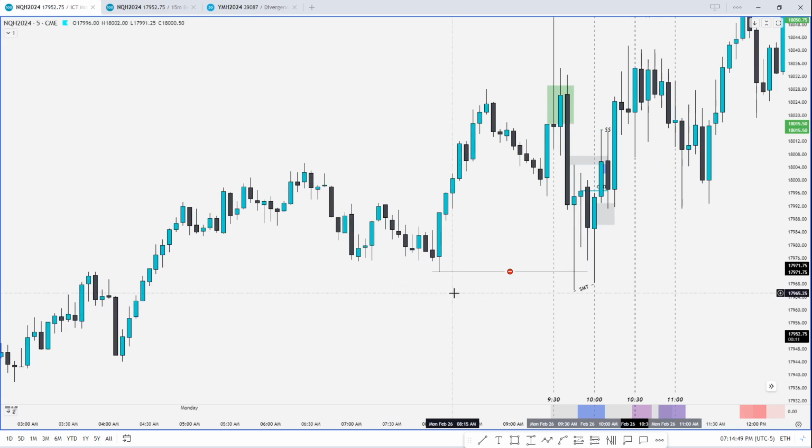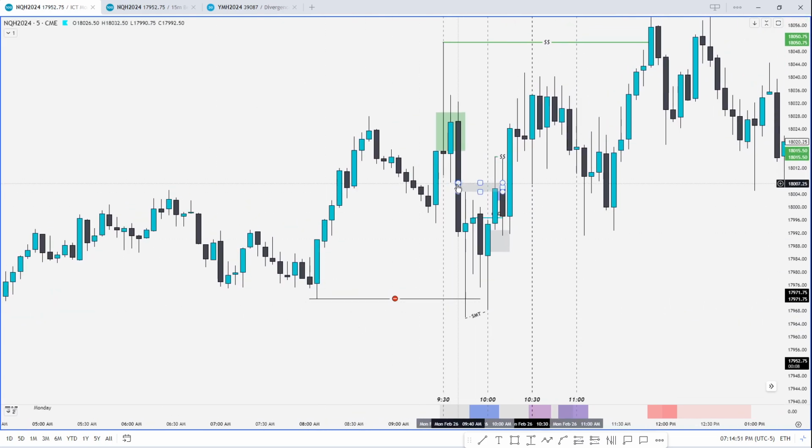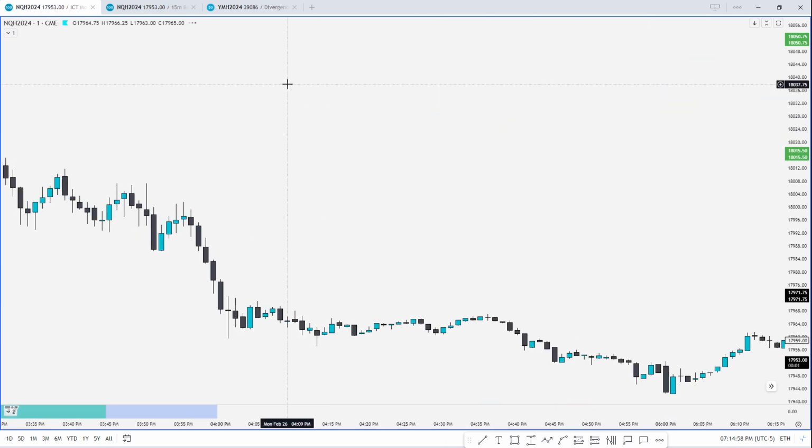Go back to Monday. See, there's a sibi in here too. Trades up into it. Trades down. But 1 minute chart is probably my favorite one.